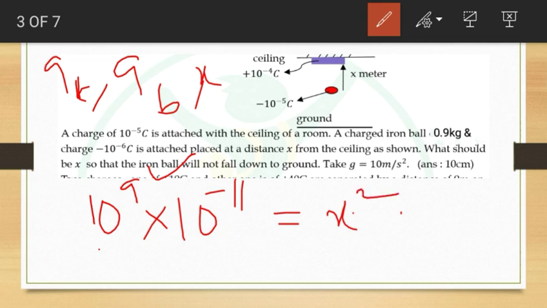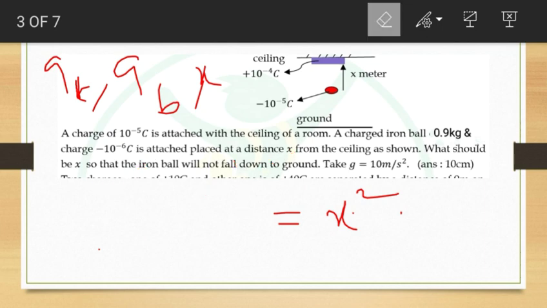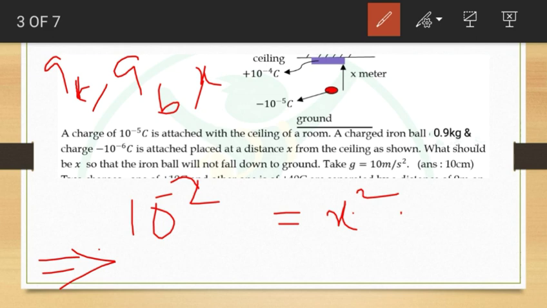Here 10 to the power 9, and it is 10 to the power 11. So 10 to the power 9 minus 11. Now solving these, we will get 10 to the power 9 minus 11, and 9 minus 11 is how much? 10 to the power minus 2. Right? 10 to the power minus 2. Therefore 10 to the power minus 2 is x square.